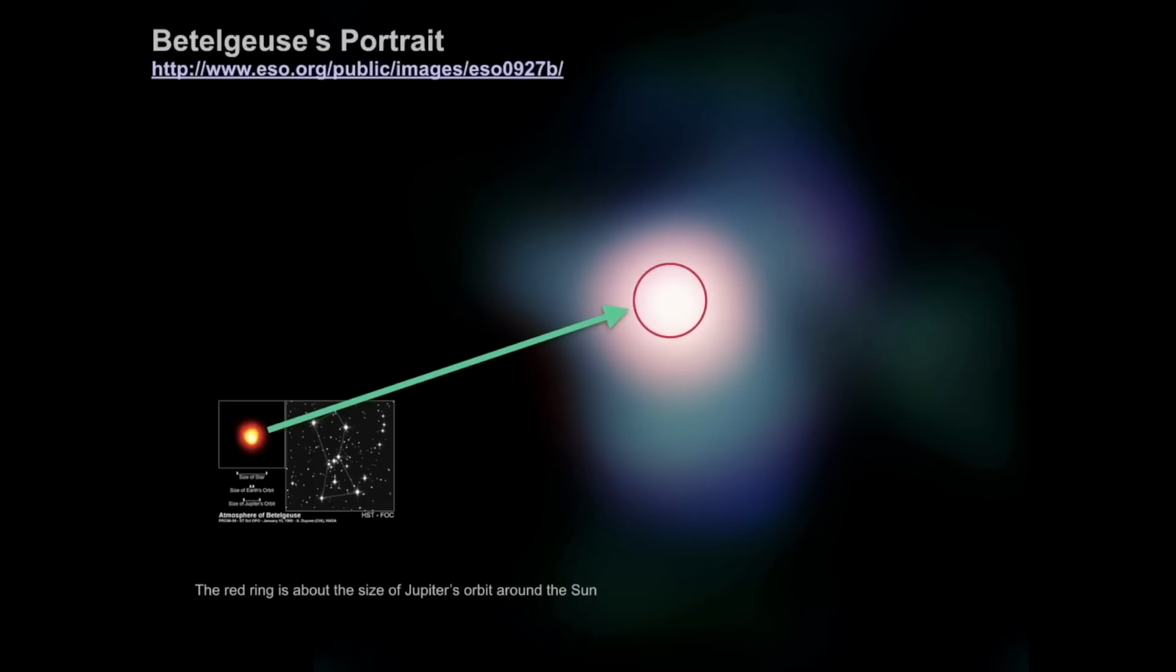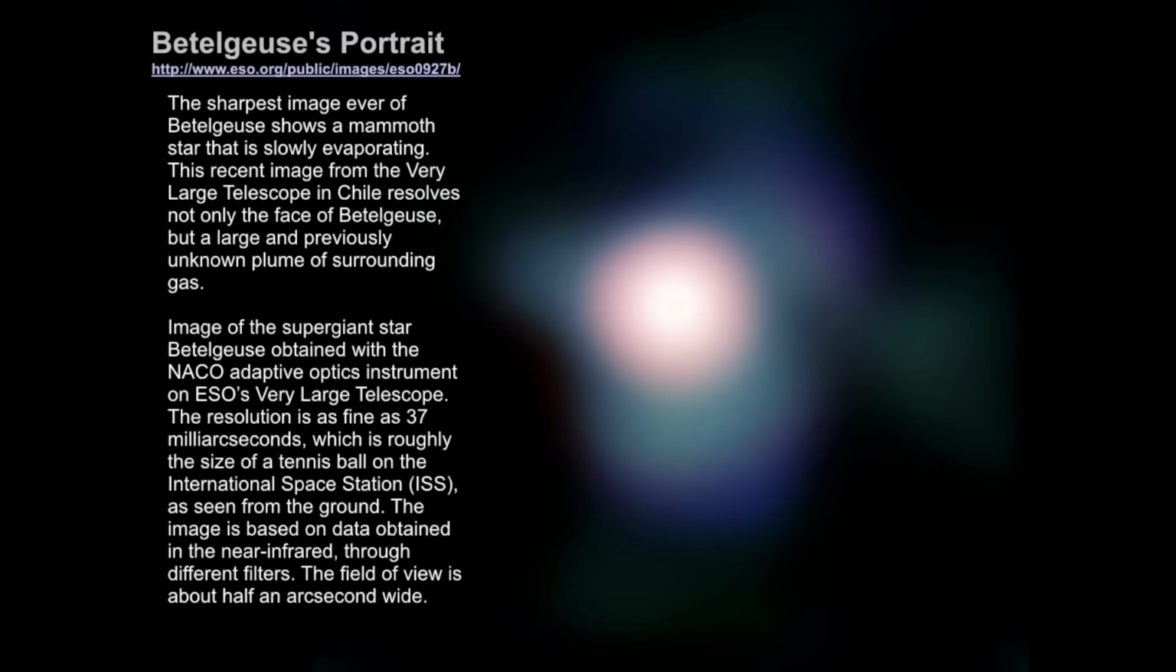Well, it's also puffy. There's a plume shooting off to the side. There are also other plumes kind of noodling around. It's a really distorted thing, and it's not actually spherical the way we think of the sun. The sun is spherical, but we can really think of Betelgeuse as not even spherical. It's just this lumpy sort of thing.